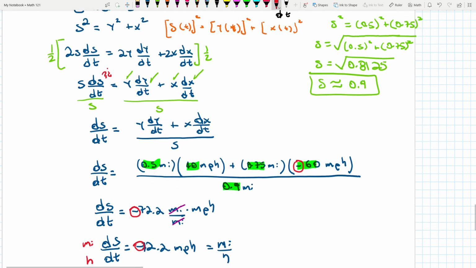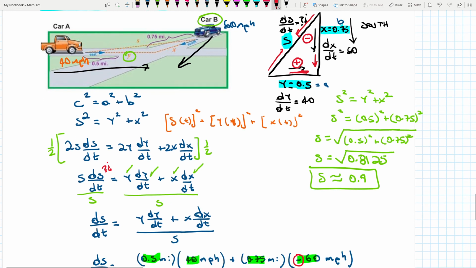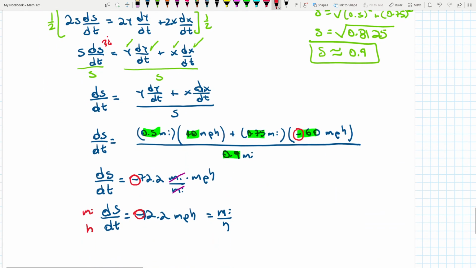The reason for that is because the closer these two cars get, this distance gets smaller, this distance in between the two cars, the diagonal distance in between, also gets smaller. And the way to describe that, the distance gets smaller with respect to time, is with a negative sign.